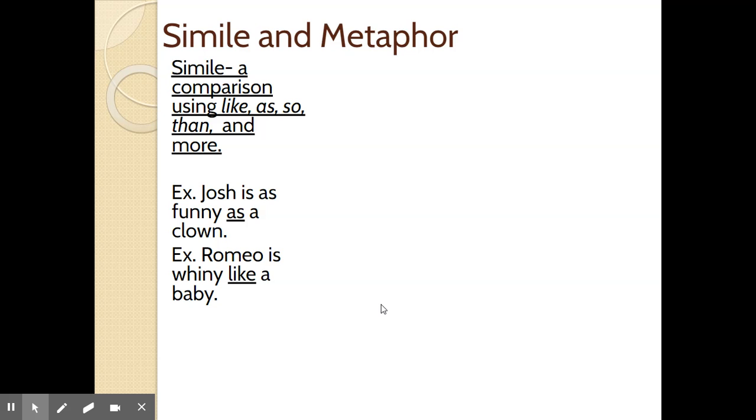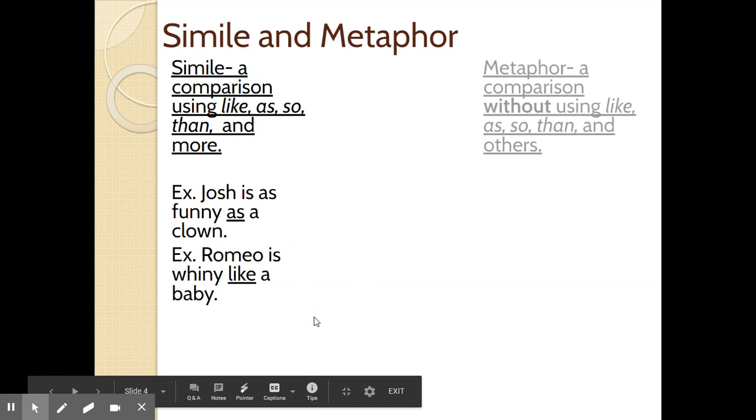Another example is Romeo is whiny like a baby. It doesn't mean that Romeo actually is a baby. It just means he's whiny like a baby.